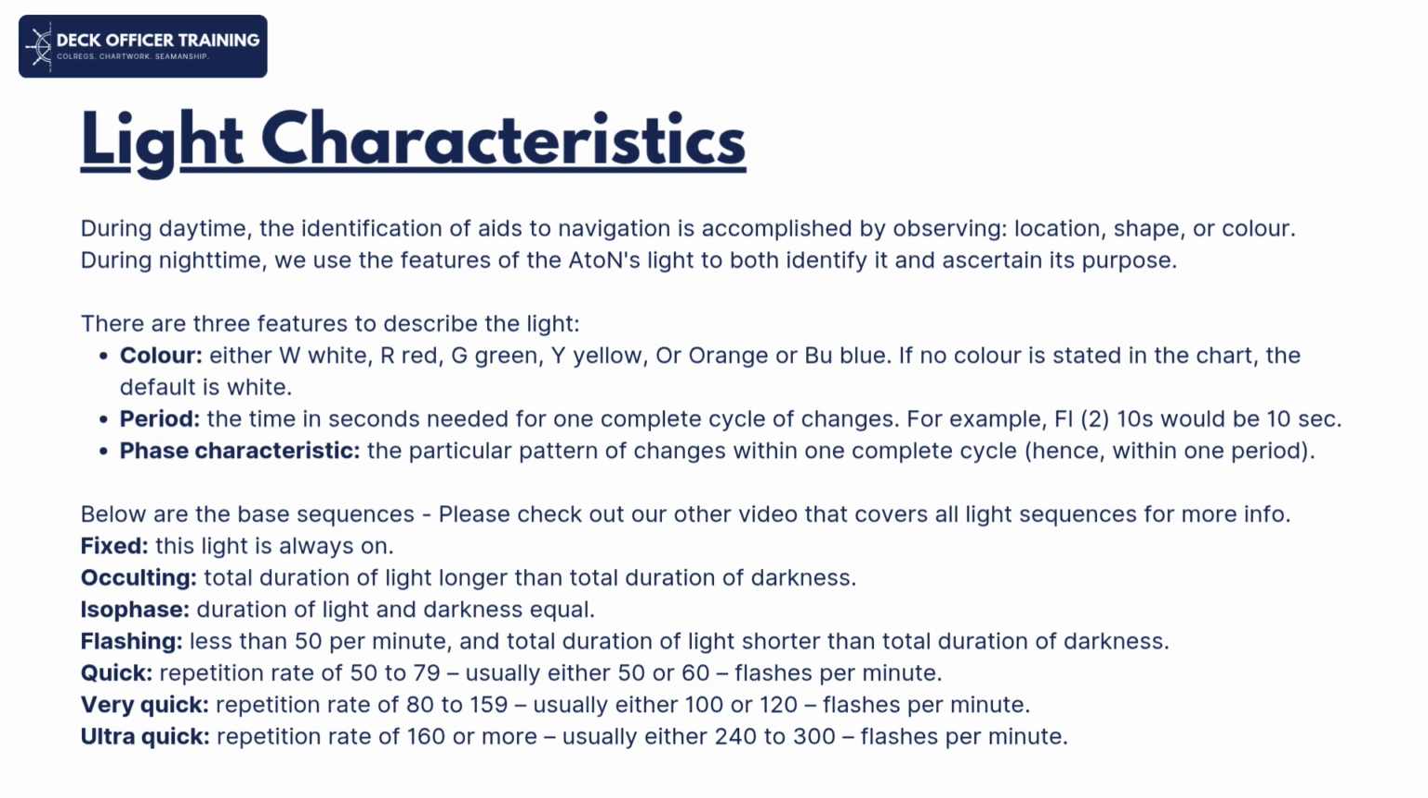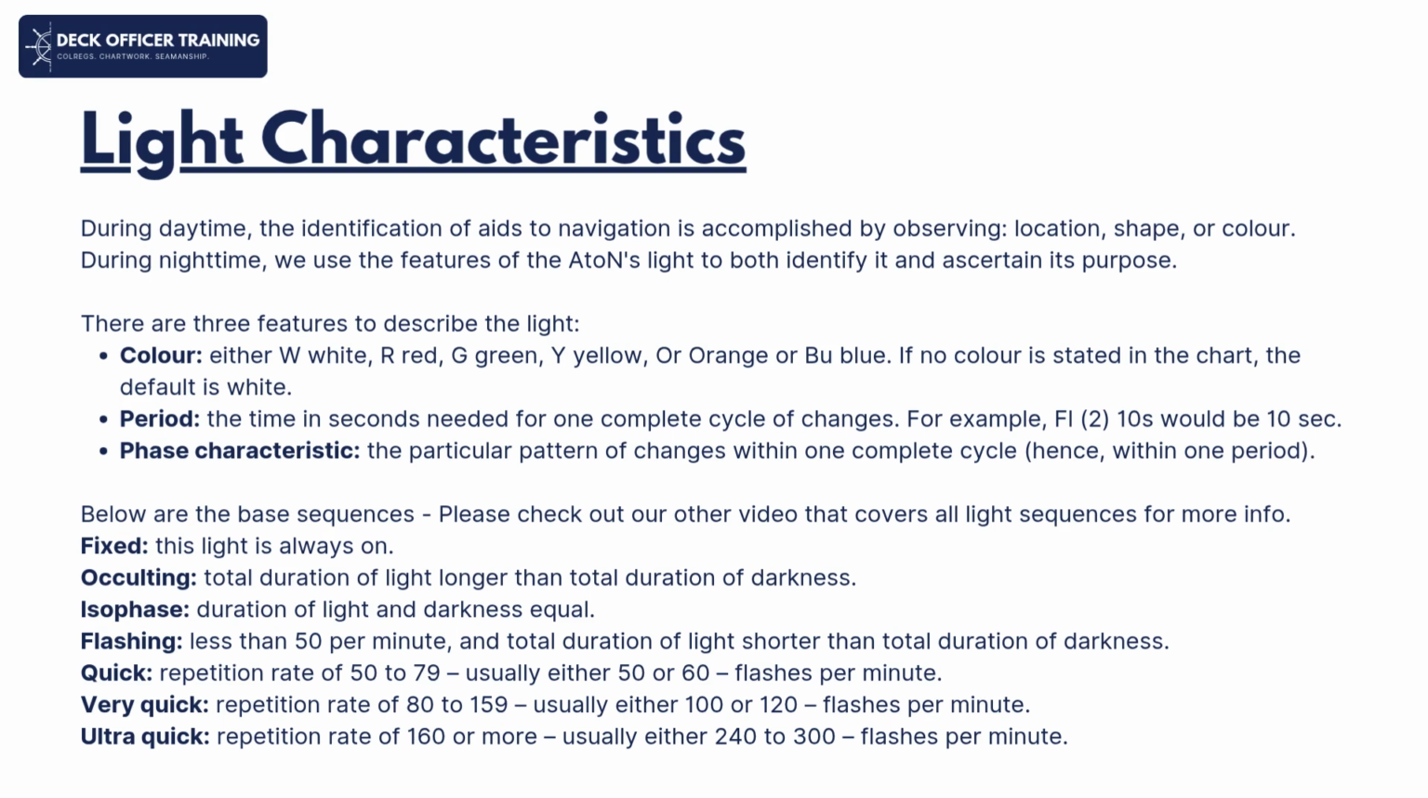Fixed. This light is always on. Occulting. Total duration of light longer than total duration of darkness. Isophase. Duration of light and darkness equal. Flashing. Less than 50 per minute, and total duration of light shorter than total duration of darkness. Quick. Repetition rate of 50 to 79. Usually either 50 or 60 flashes per minute.